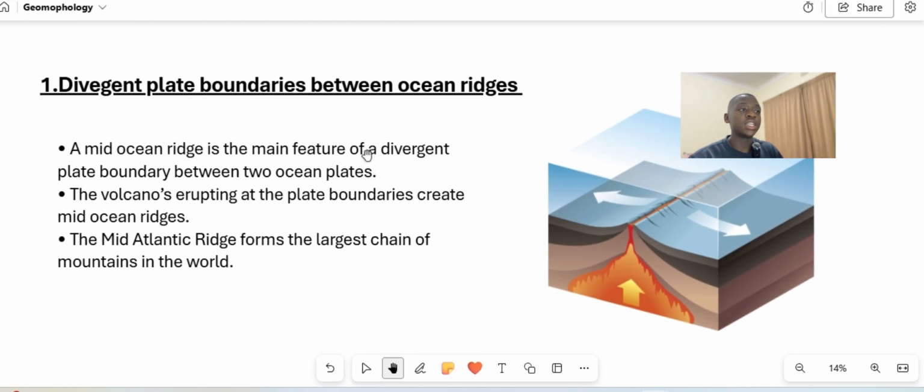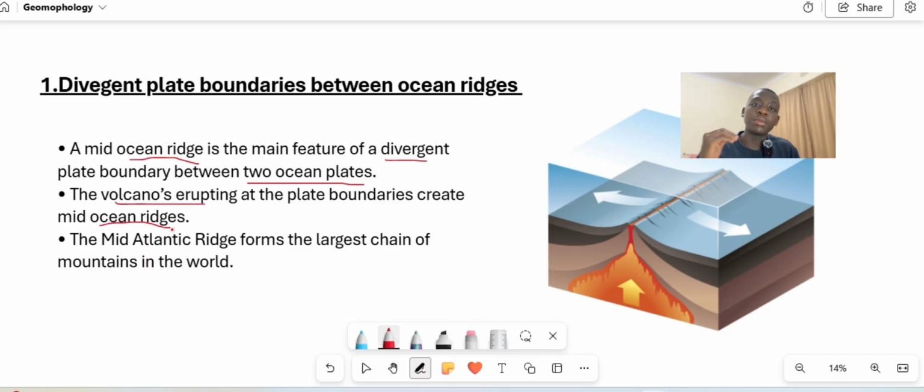The first one is divergent plate boundaries between ocean plates. A mid-ocean ridge is the main feature of a divergent plate boundary between two ocean plates. A volcanic eruption will occur at the plate boundary that will create the mid-ocean ridges. So understand that the mid-ocean ridges are created from the eruption of volcanoes.